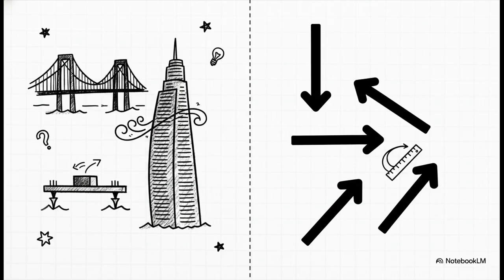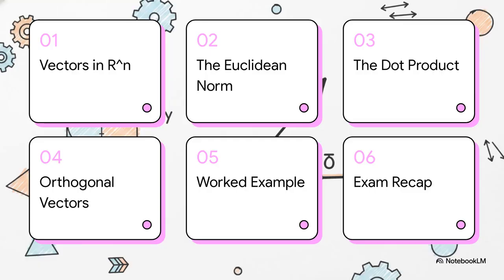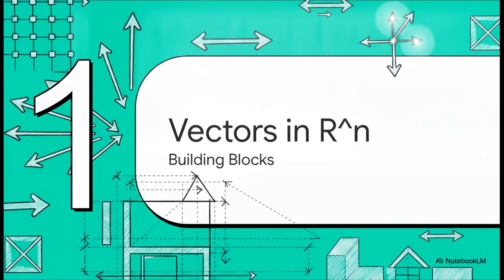It's that simple. Since you're gearing up for your Mathematics I exam, here is our quick roadmap for today's session. 1. Vectors in engineering. 2. The Euclidean norm. 3. The dot product. 4. Orthogonal vectors. 5. A step-by-step worked example. And finally, 6. A quick final exam recap. All right, let's jump straight into section 1, vectors in engineering.